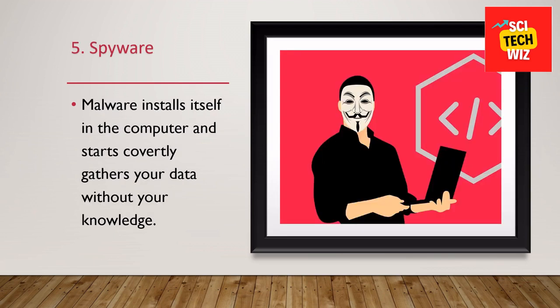Spyware is a type of malware that installs itself in the computer and covertly starts gathering your data without your knowledge. Spyware secretly gathers information about a user's activity, such as browsing habits, keystrokes, and personal data. It can be used for unauthorized surveillance, identity theft, or targeted advertising. This is spyware.